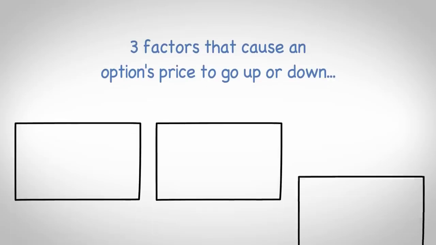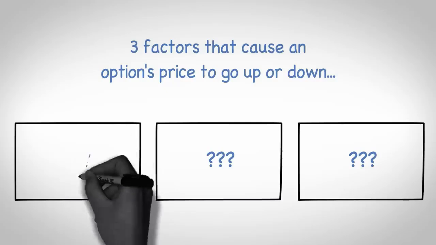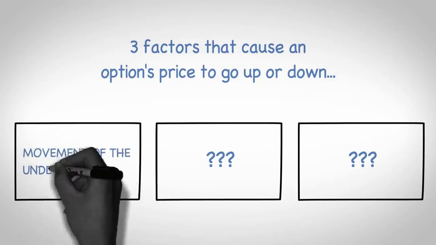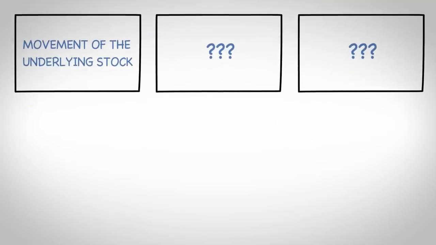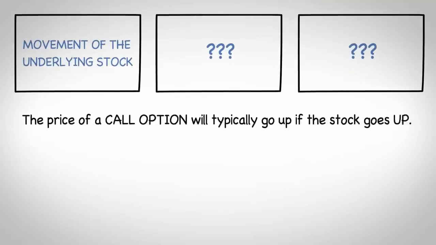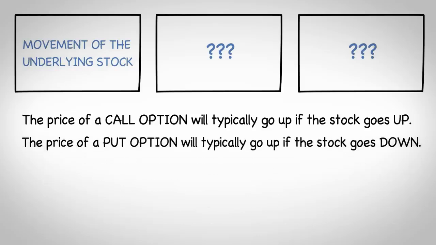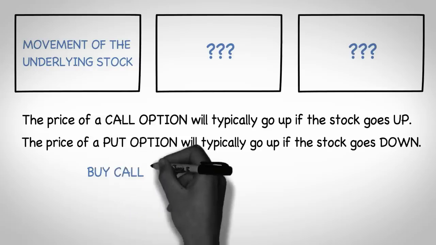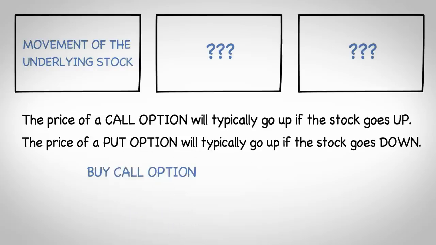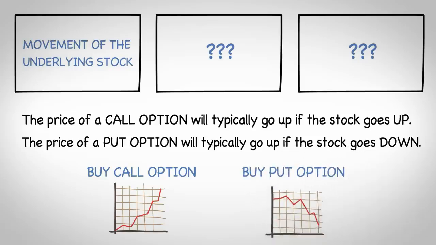Now again, there are 3 factors that would cause an option's price to move up or down, resulting in a profit or loss. The first factor that causes this we've already vaguely touched on in Chapter 1, and that factor is the movement of the underlying stock price. The price of a call option will typically go up in value if a stock's price goes up, and the price of a put option will go up if a stock's price goes down. So to put it simply, if you buy a call option, you are betting that the underlying stock's price will go up. And if you buy a put option, you are betting that the underlying stock's price will go down.